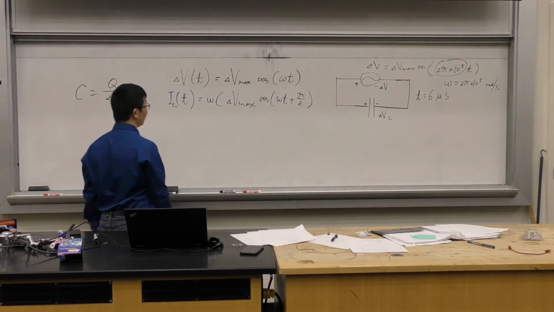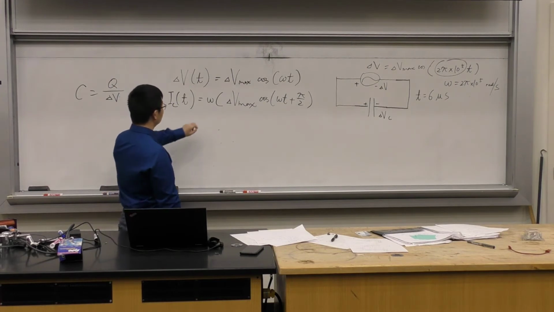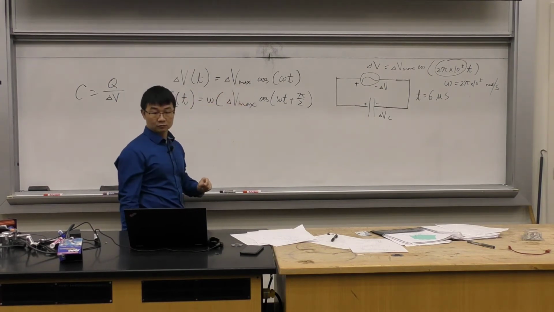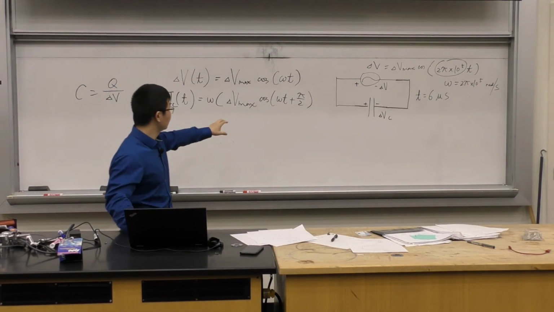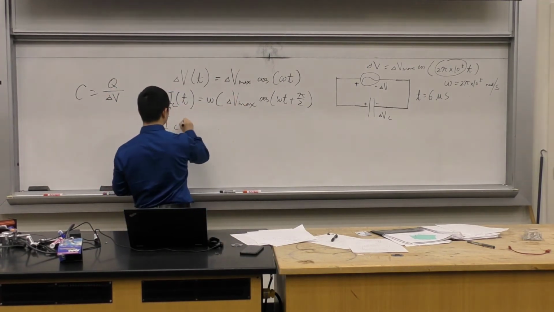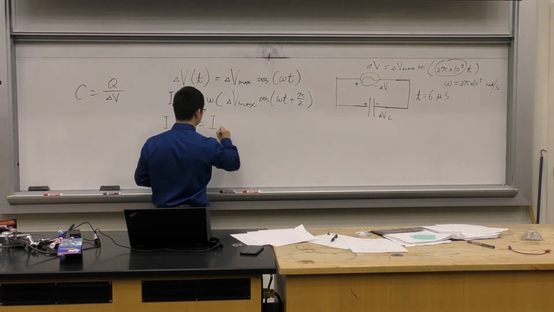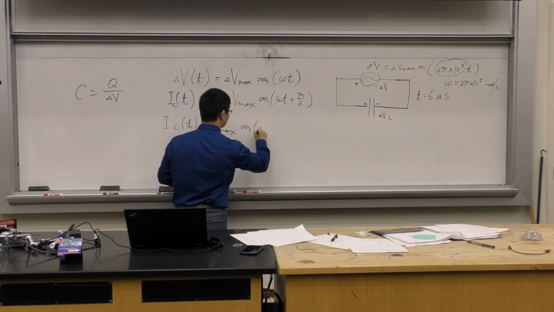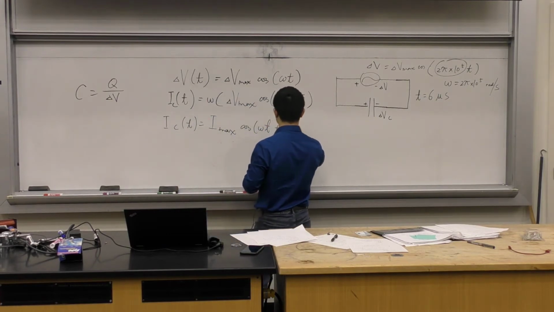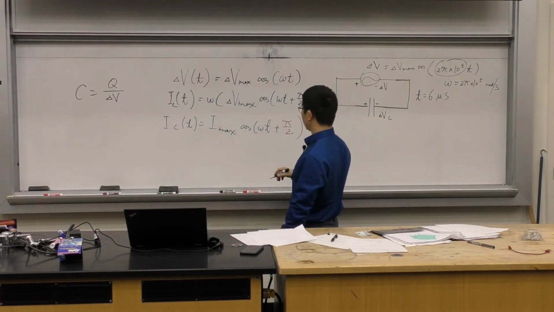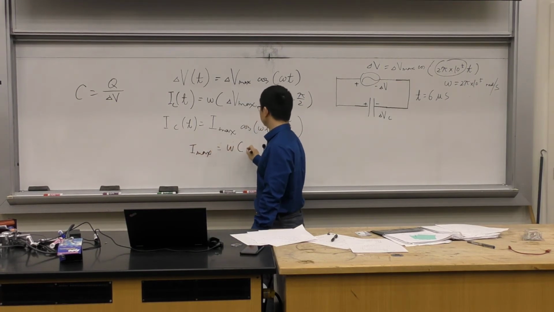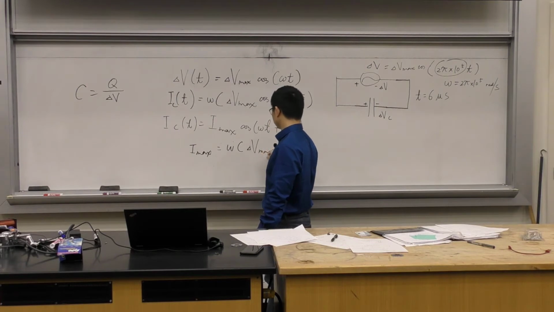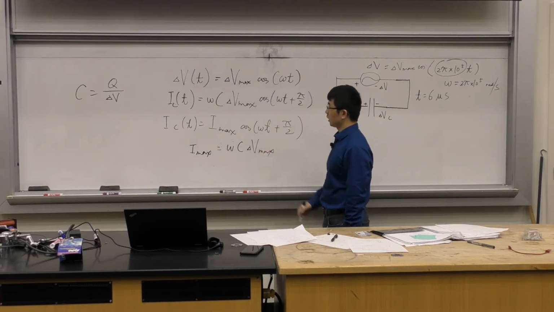Now what I'm going to do is this. I'm going to still call this Imax, right? So this is a nice function, and I'm just going to say Imax is defined as omega C Vmax. Then this is going to be the function I use for the current in the capacitor circuit.